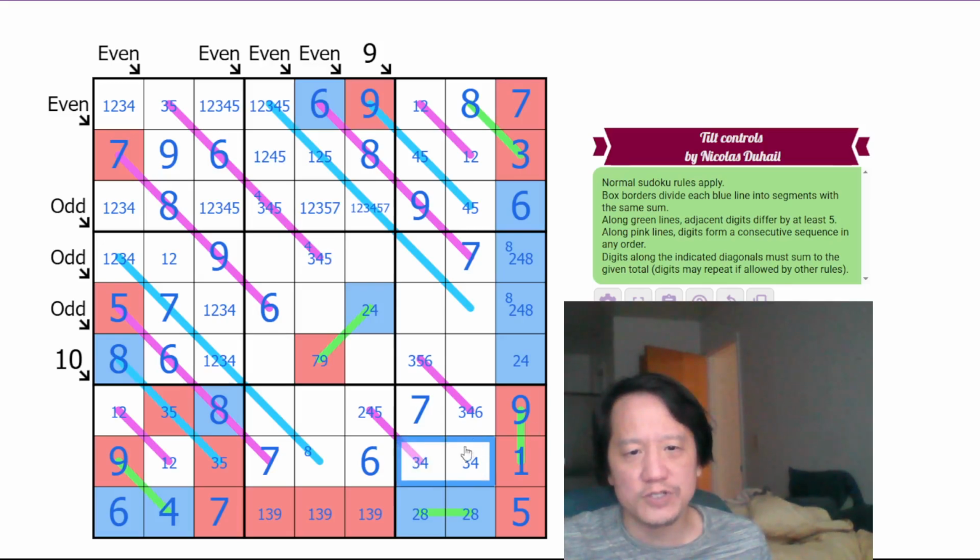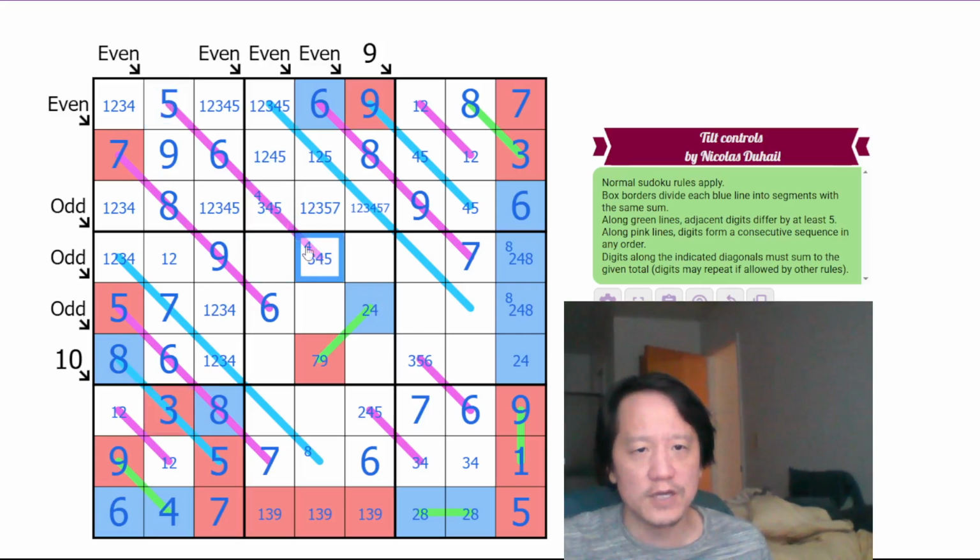This is 3, 4 as a pair. That eliminates 3 and 4 in the rest of the box, so that's 6. 3 and 4 eliminates 3 and 4 in the rest of the row, so this can't be 3. That's 5, which makes that 3. Which makes that 5, so these can't be 5 here. Therefore, this is a 3, 4 pair. This 5 eliminates 5 in the rest of the row and box.